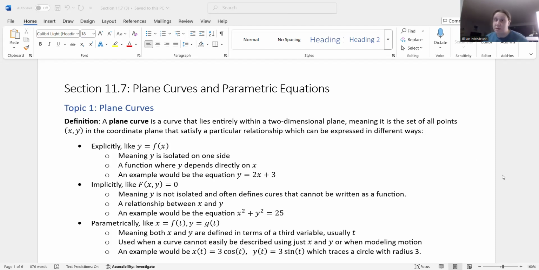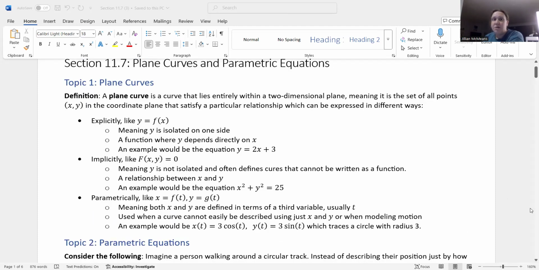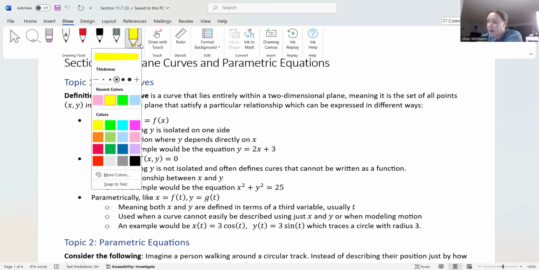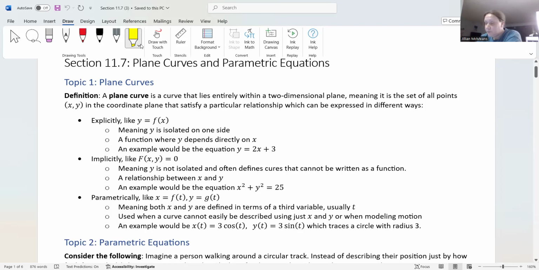Topic one is, what is a plane curve? The name of this section is plane curves and parametric equations, so let's dive into this idea of plane curves. You know how much I love a good definition. A plane curve, plane as in a two-dimensional plane, lies entirely within a two-dimensional plane, meaning it is the set of all points x, y in the coordinate plane that satisfy a particular relationship, which can be expressed in different ways.